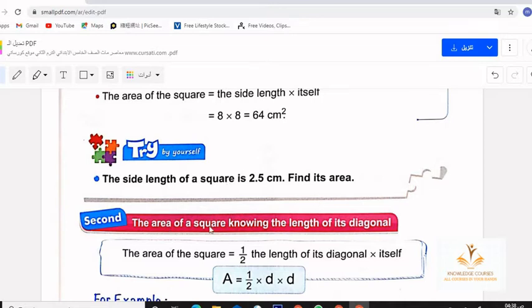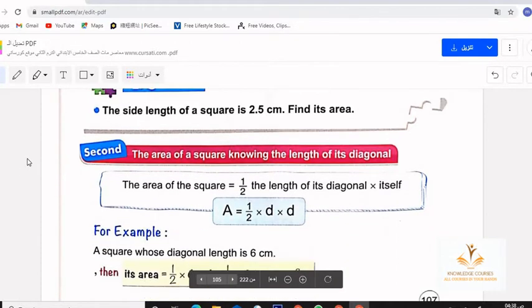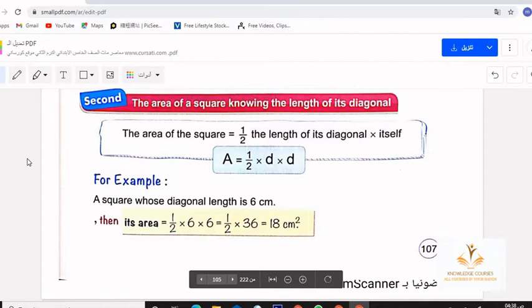Area of a square by knowing the diagonal. Area of a square equal half multiply D multiply D. So when the diagonal of a square equal 6, the area of the square equal half multiply 6 multiply 6 equal 18.